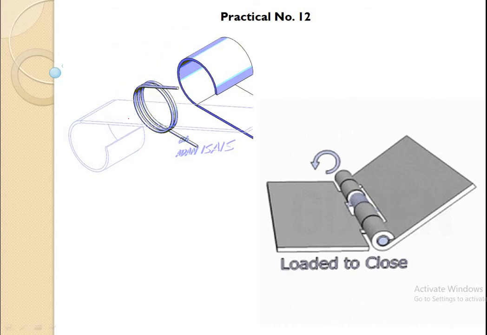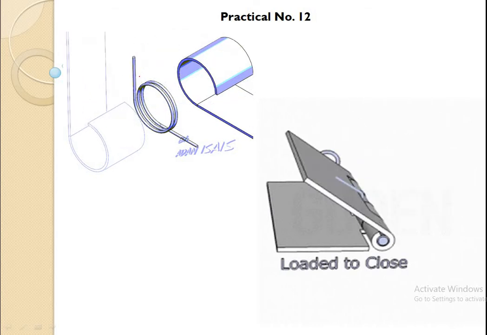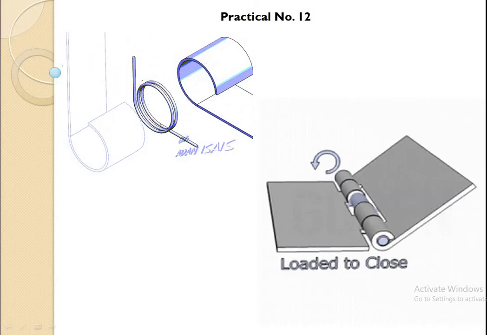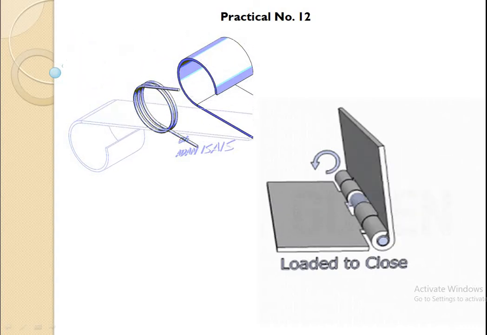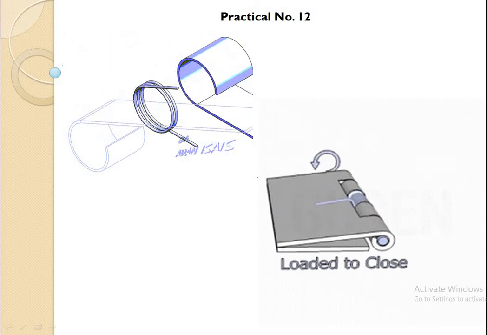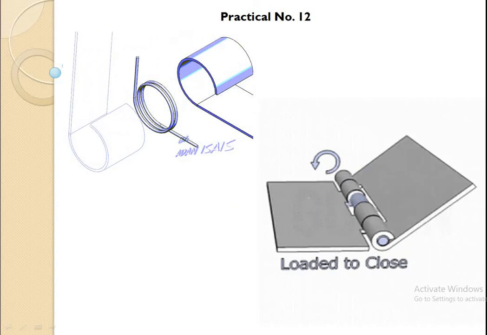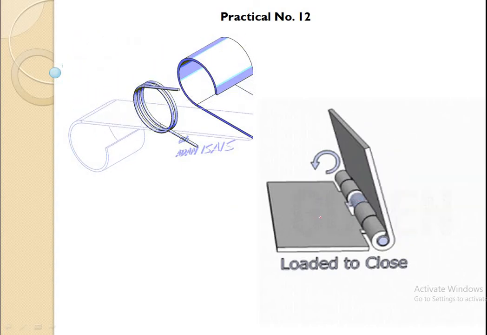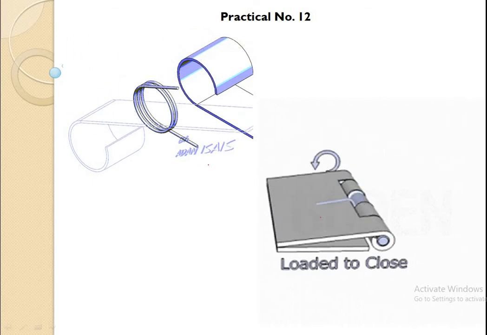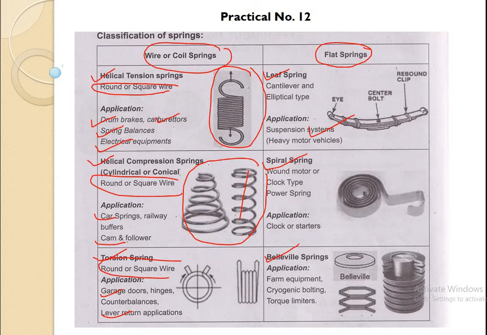These are the torsion springs. How do these torsion springs work? Now this is the pedal or lever mechanism. When we put force on the pedal, the spring gets loaded. Again we remove the force, it comes back to the original position. These are loaded to close. Now open and close application in hinges, this is how torsion springs are used. As it has a wire in a round or square form, that's why it is known as a wire or coil spring.